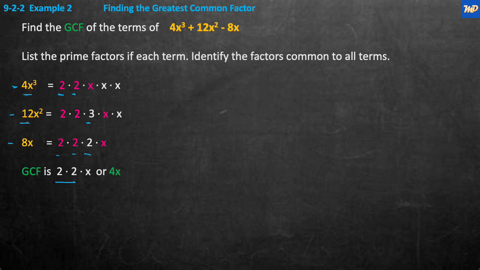And then when it gets to the x's, the 8x down here at the bottom has 1 single x. So the fact that 12x squared has 2 x's and 4x cubed has 3 x's, we can only use 1 from each of those terms because that's the greatest common factor amongst the 3 of them. You can't have 2 x's because this 8x doesn't have 2 x's in it. It only has 1 x. So you have to go with the greatest common factor. Okay? So that means we have 1x. So if you multiply this out, we're going to get 4x is the greatest common factor. 2 times 2 is 4, times x is 4x.